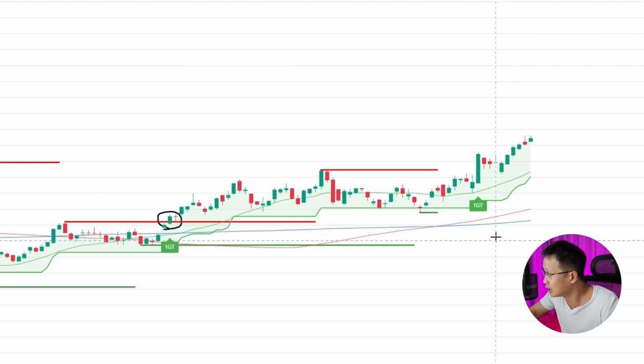Remember, that's step number 2. So step 1 is met. Step 2, the short-term trend is up as well. Step 3, in terms of a horizontal support level, is positive as well. We're above a horizontal support.